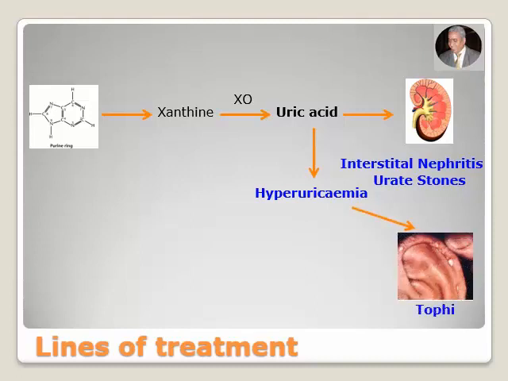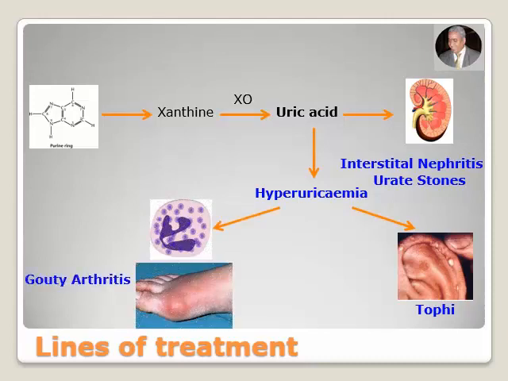If the kidney cannot compensate for the hyperuricemia, urates may precipitate in the soft tissues, in the form of tophi, which may lead to disfigurement. And sometimes, urates are taken up by neutrophils, inducing joint inflammation, called gouty arthritis.